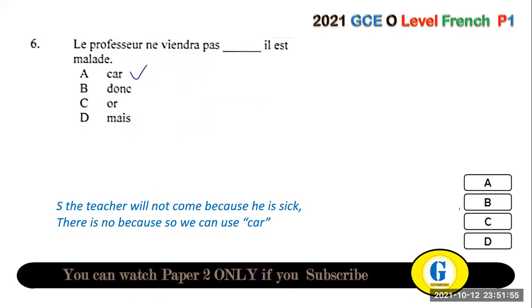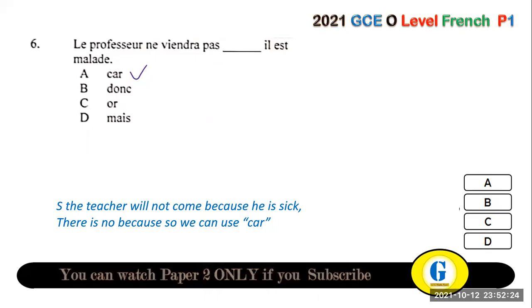Le professeur ne viendra pas, blablabla, il est malade. Le professeur ne viendra pas, so the teacher will not come, dash, dash, dash, he is sick. So normally the teacher will not come because he is sick. So the first one, normally, since there is no past case, here we can use car. This is a case where car is the same as parce que or parce qu'il est malade.